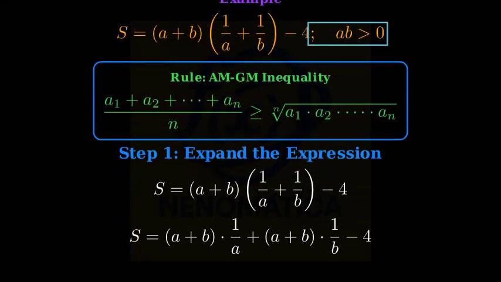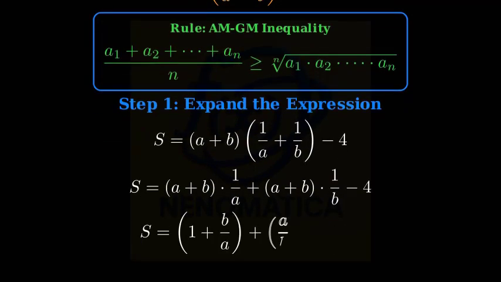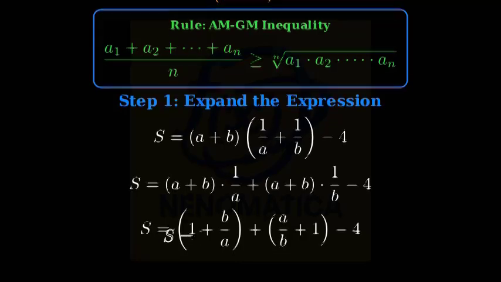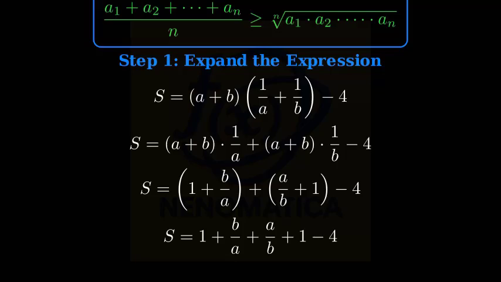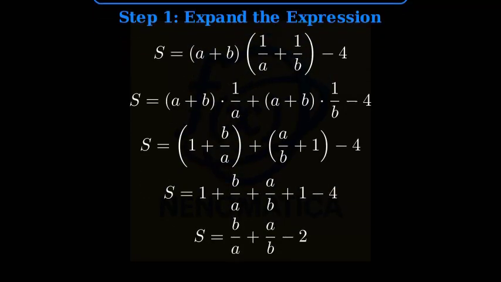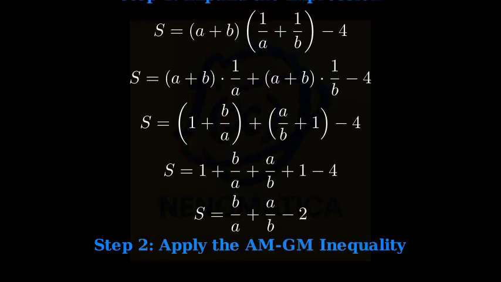A plus b times 1 over a equals 1 plus b over a. Similarly, a plus b times 1 over b equals a over b plus 1. So S equals 1 plus b over a plus a over b plus 1 minus 4, which simplifies to b over a plus a over b minus 2. Now, we'll apply the AM-GM inequality to find the minimum value of the expression.